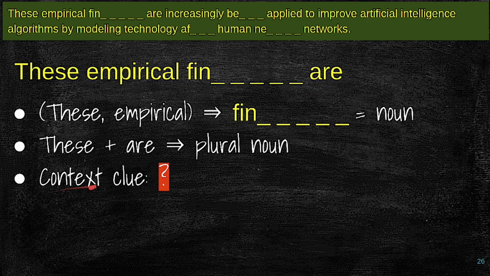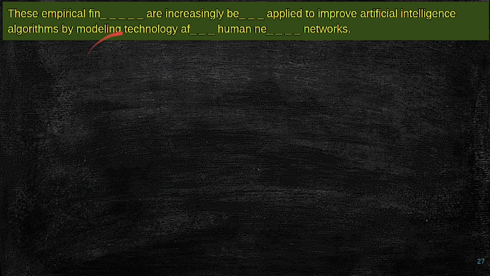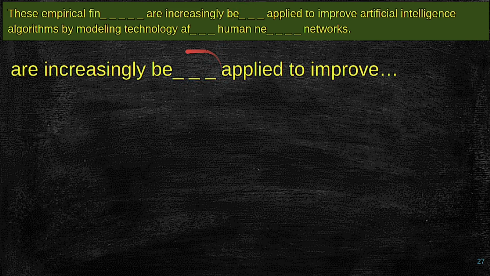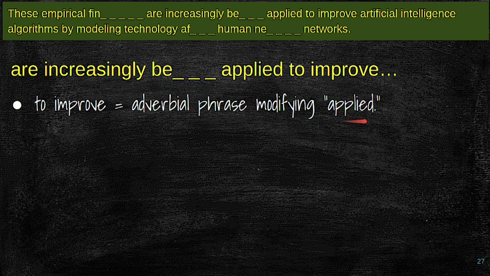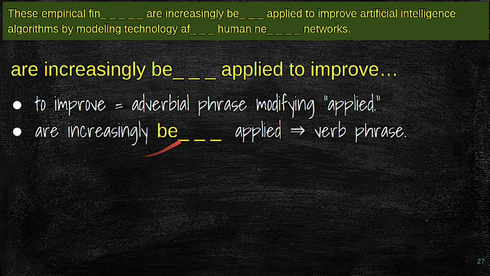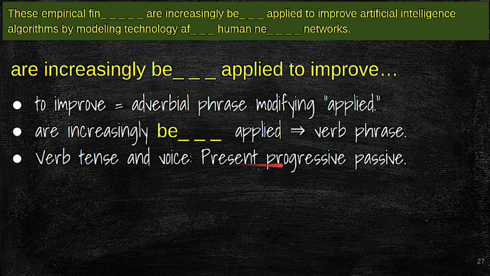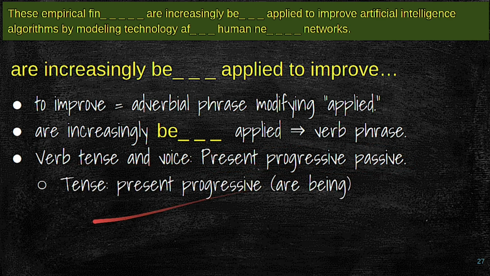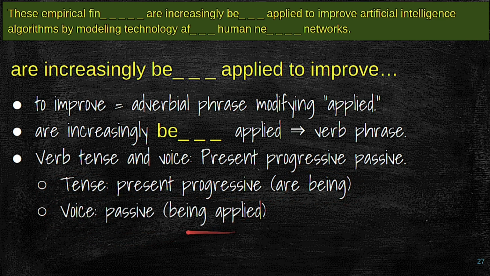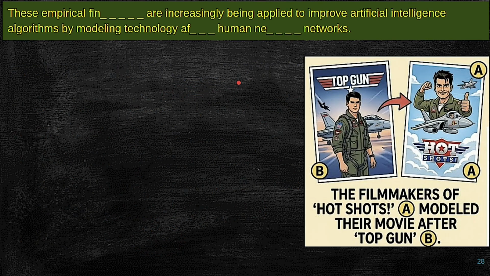the sentence. Blank 8 are increasingly be applied to improve artificial intelligence algorithms. The infinitive to improve is an adverbial phrase modifying applied. Therefore, are increasingly be applied must be a verb phrase. The grammar tells us this is the present progressive passive. Tense. Present progressive, are being. Voice, passive, being applied. Therefore, being completes the verb phrase correctly. The correct passive construction is are being applied. The word beginning with be is being.